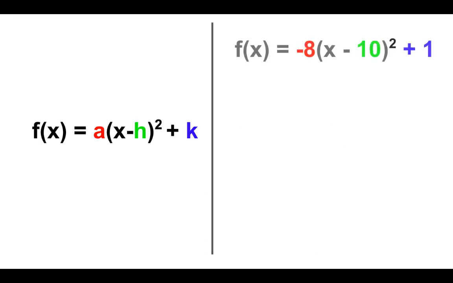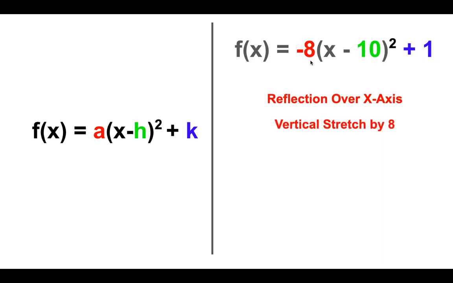For example, if you were asked what transformations occur here, well, the negative is a reflection over the x-axis right here. The 8 is bigger than 1, so it is a vertical stretch by 8. The 10 looks like it is going left, but is actually the opposite, shift right 10. And lastly, that plus 1 is shift up 1.